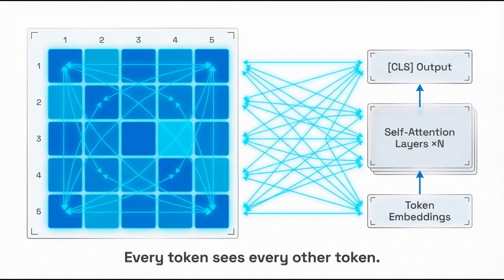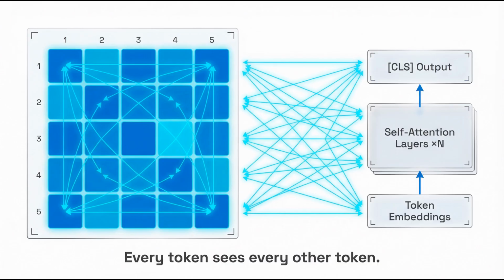Take the word bank. In the sentence, "the bank vault was locked," the encoder assigns it a different representation than in the sentence, "we visited the river bank." This happens because the encoder analyzes the entire context simultaneously. It sees everything, from the first to the last word.